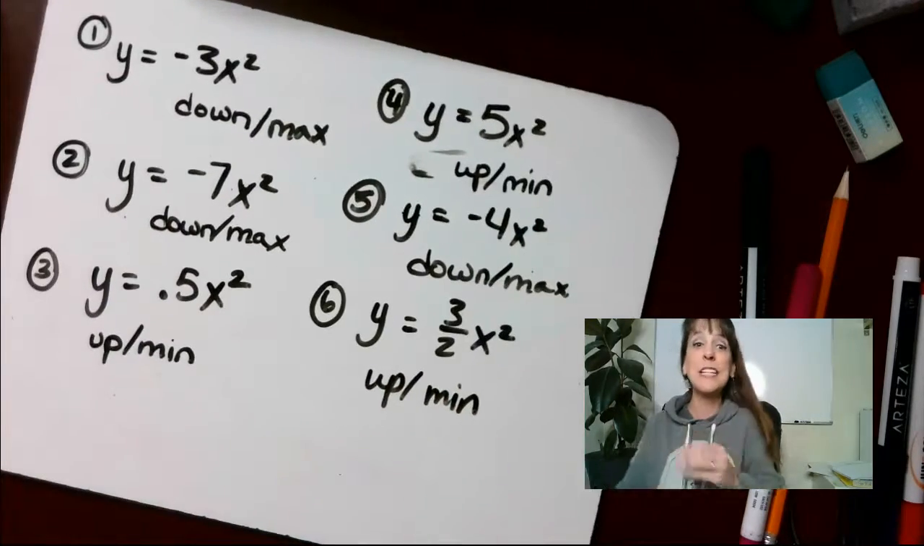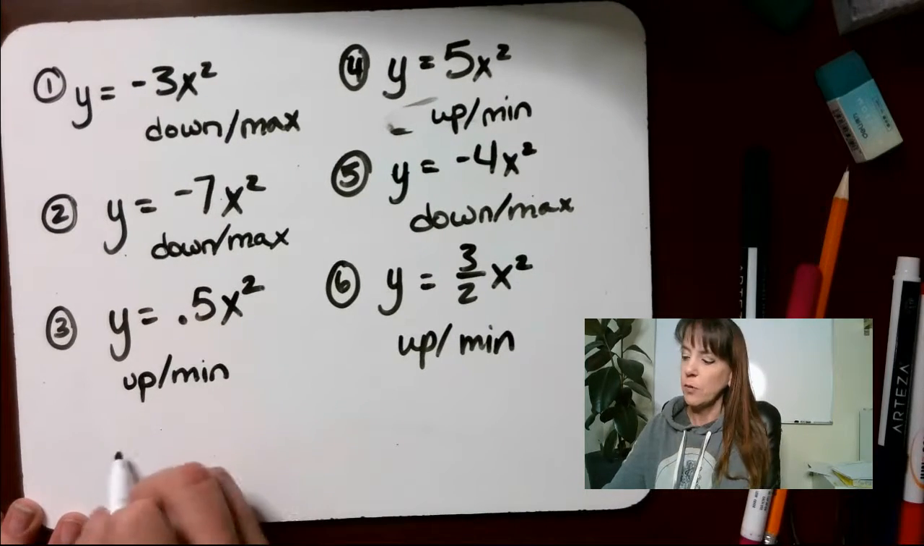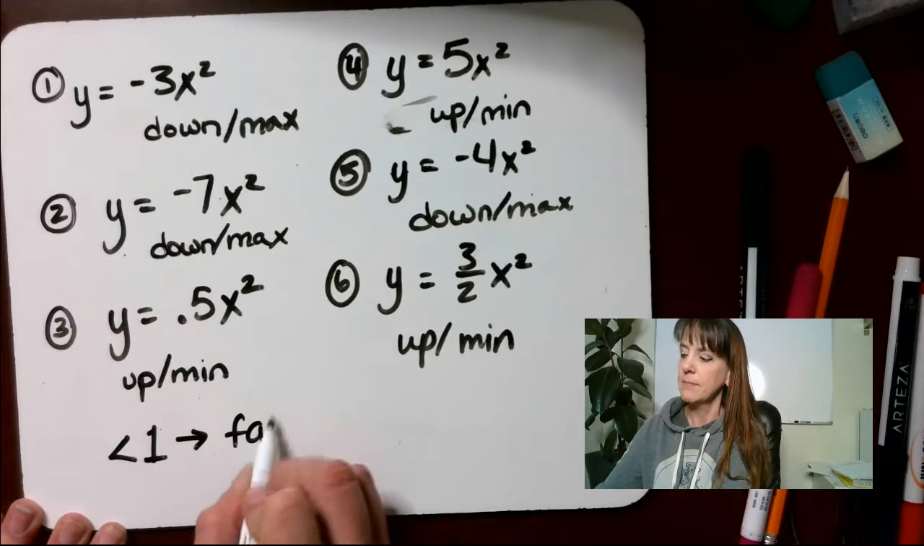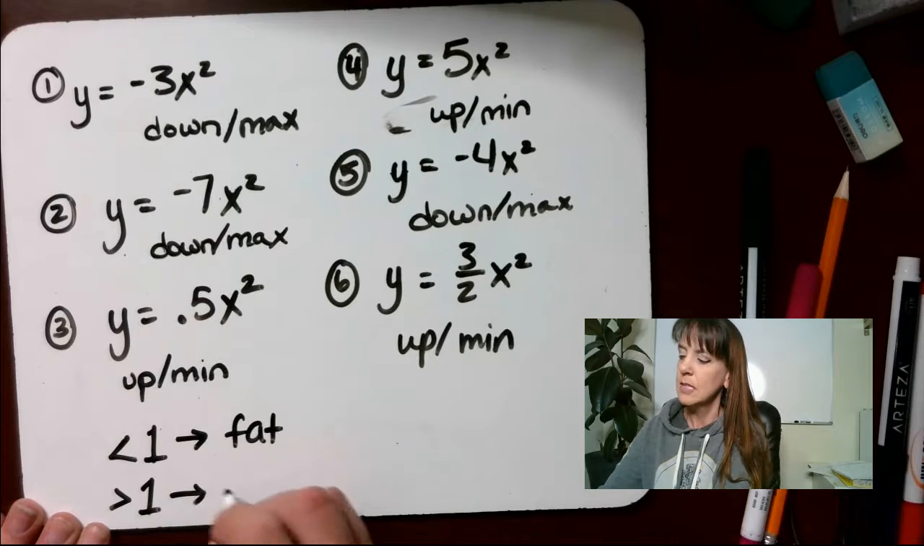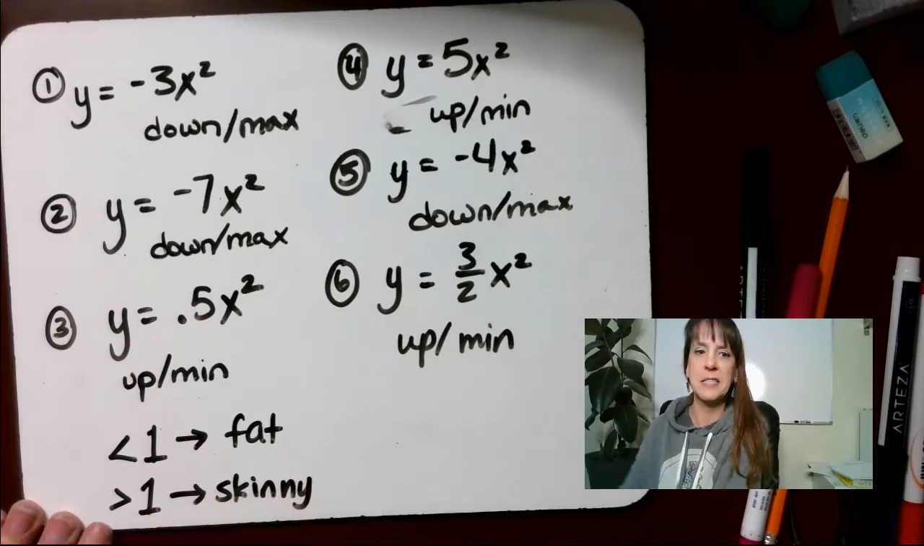Okay, so here's the other thing that you're going to want to write down with these. Go back to your notes and write down: less than 1, fat. Greater than 1, skinny. I have to think about that. Greater than 1 is skinny.